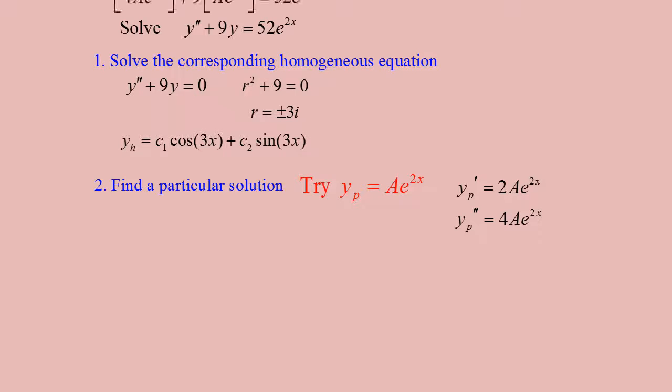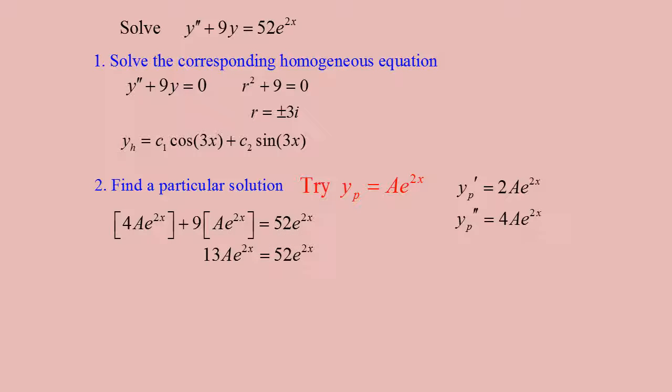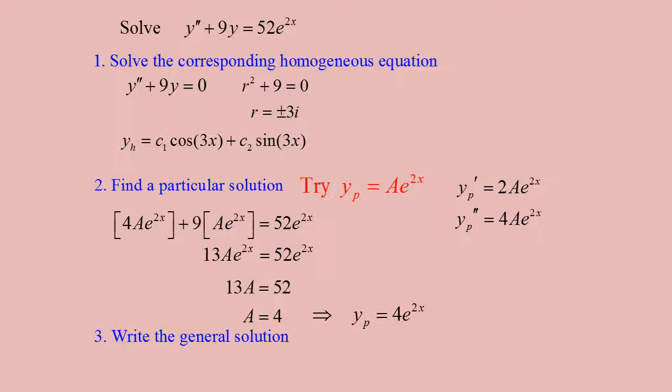We plug those into our equation and then do the algebra like we did in the previous chapter to figure out what this needs to be. Well, the 13a equals 52 tells us a needs to be a 4. So that would be a particular solution with the assumption that it looks like a e to the 2x. And it does indeed come out to be 4e to the 2x. So then we write our answer by combining yp and yh together.